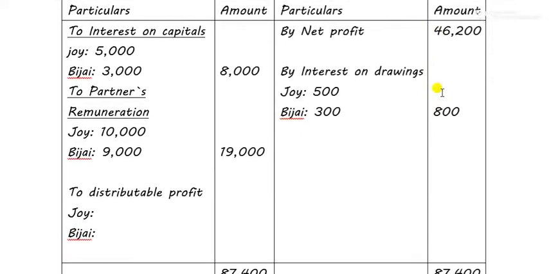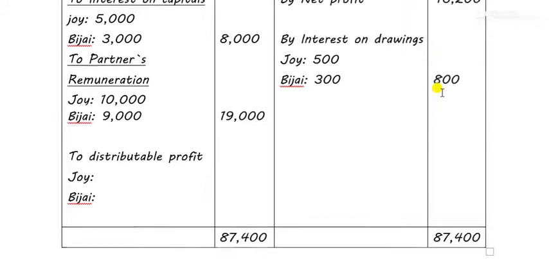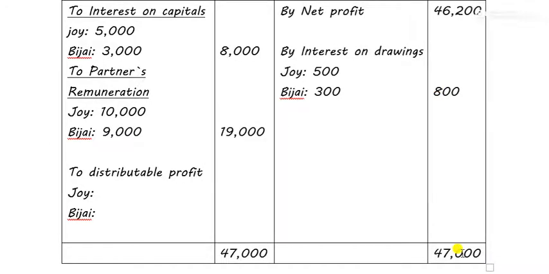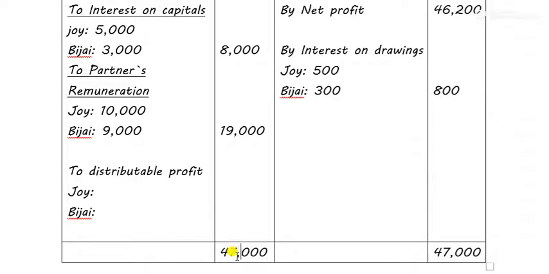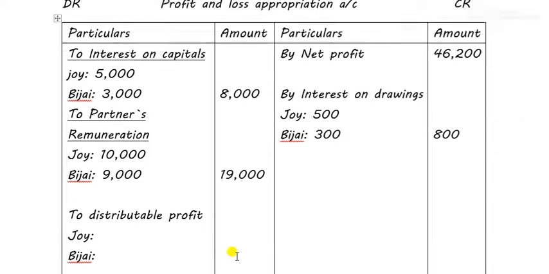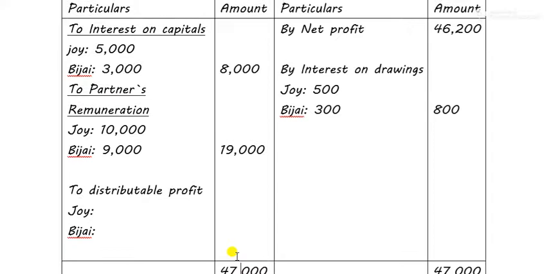Next, what we have to do is add all the credit side. The credit side total is 46,200 plus 800, which is 47,000. Obviously the credit side is more, so I copy this amount over here also. Now I'll calculate the distributable profit: 47,000 minus 8,000 minus 19,000. 20,000 is the distributable profit. Total distributable profit is 20,000.